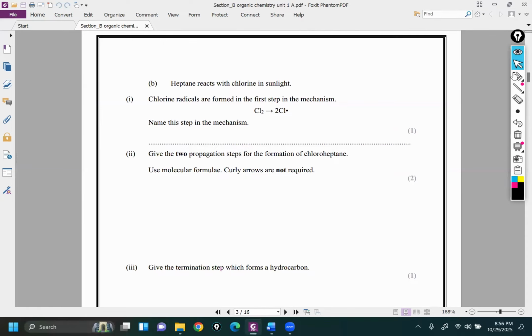Part B, heptane reacts with chlorine and sunlight. Chlorine radicals are formed in the first step in the mechanism. Now, name this step in the mechanism. Whenever chlorine reacts with alkane, always the first step in which the free radicals are produced is called the initiation step. So the name of the first step in which the free radicals are formed is initiation step.